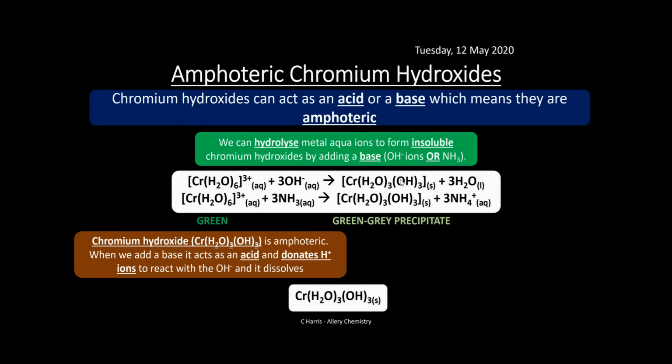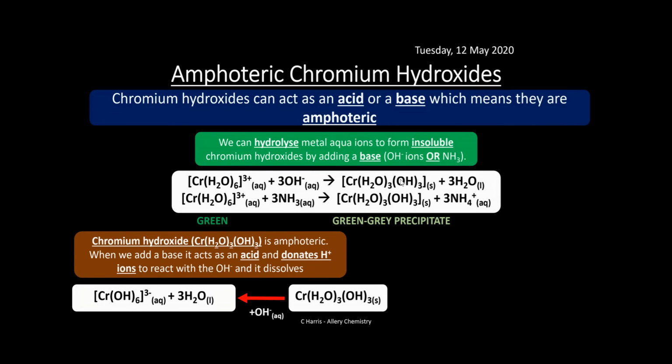So chromium hydroxide, Cr(OH)3, is amphoteric. When we add a base to it, it acts as an acid and donates H+ ions to react with the OH- and it dissolves. You can see here, there it is. We add hydroxide ions to this, so it's an excess. Now what we form is the [Cr(OH)6]3- complex. You get a negative charge in it now because we've added 3 more OH- ions to it, and it dissolves. Because it's got a charge again, it's a negative charge.